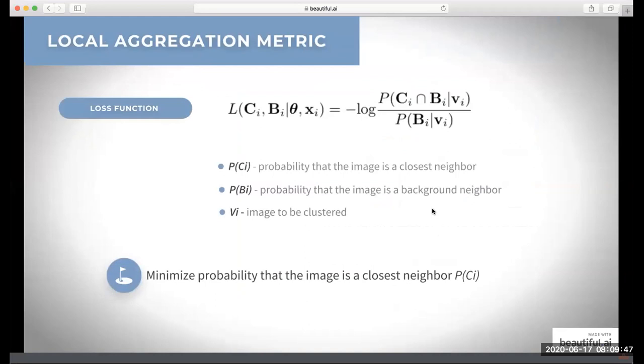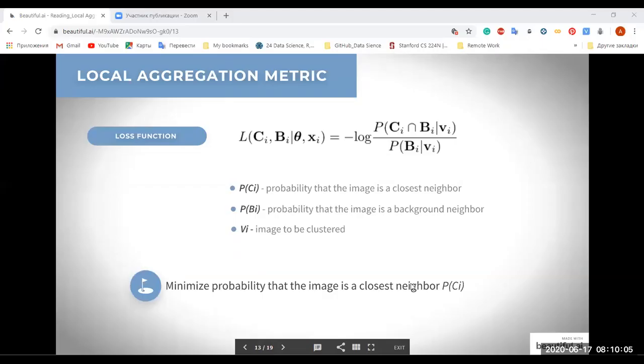And I think that's on my side. So from now, I pass it to Alexei. He will talk about the local aggregation metric. I can stop sharing. Yeah, hello everyone. Can you see my screen?